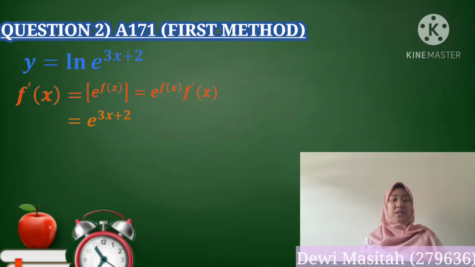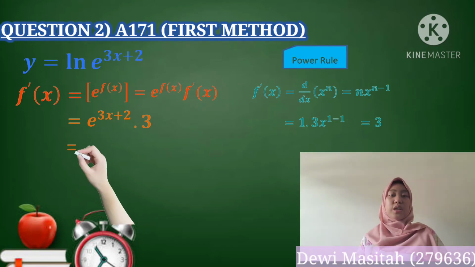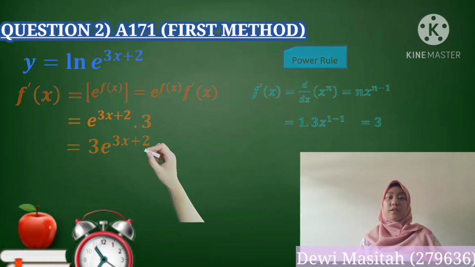Then, we need to differentiate the f(x) that represents this area. To do so, we need to use the power rule. So, after we calculate, the value of f prime x is 3. Next, we just need to multiply the value of e power of f(x) and f prime x. Therefore, the answer for f prime x is 3e power of 3x plus 2.